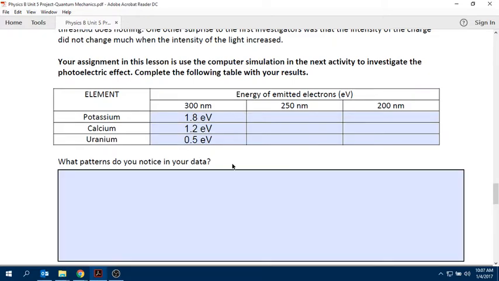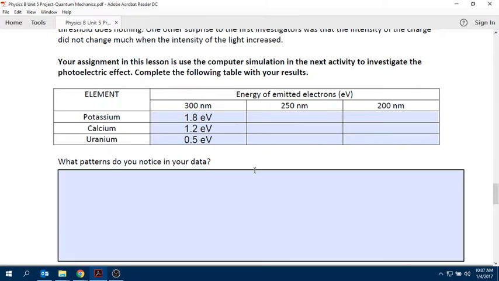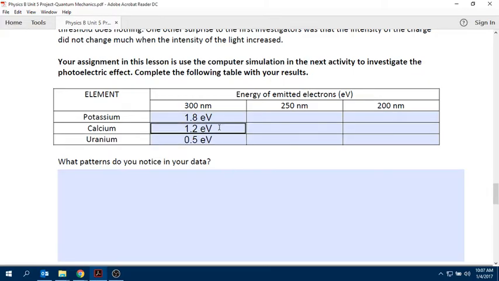All right, so that's the basics of how to collect this. You'll repeat the patterns here and here, except this time you're going to use 250 nanometers and 200 nanometers. And once you have a complete set of data, you'll go on to the next question about what patterns you're looking for. Remember, what patterns we're looking for is when you change the element, how is the electron voltage affected? When you change the wavelength, how is the electron voltage affected? How do these two changes together give us a pattern?